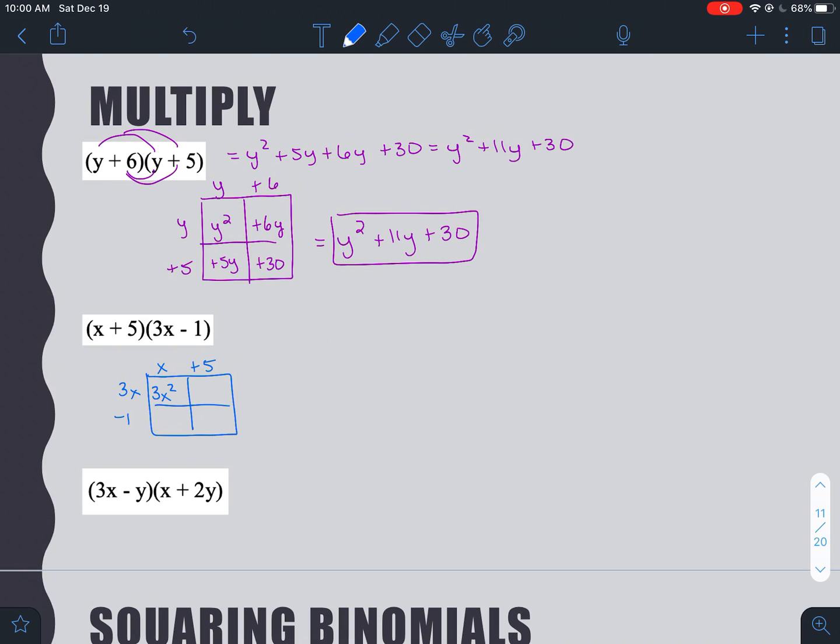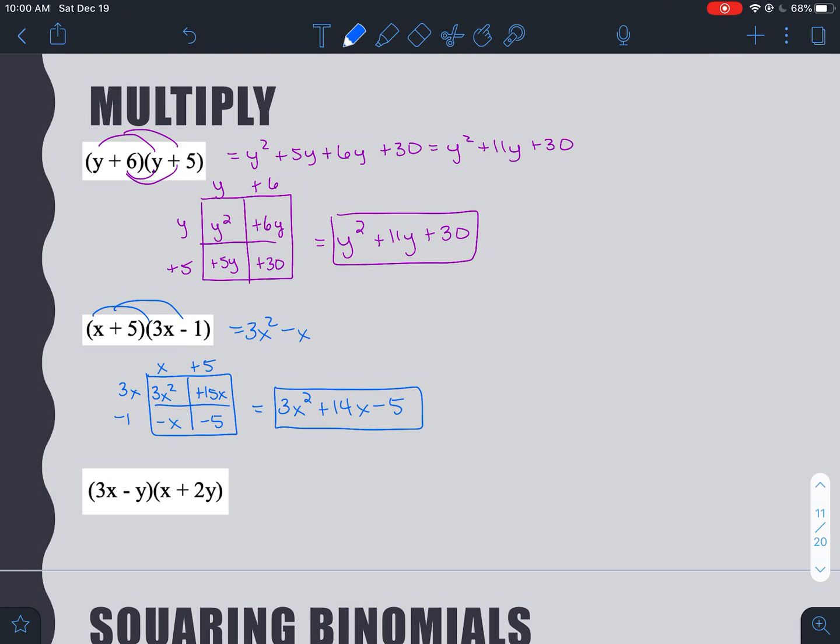So x plus 5 times 3x minus 1, and we get 3x squared. X times 3x is 3x squared. 3x times 5 is 15x. X times negative 1 is negative x. 5 times negative 1 is negative 5. Combine like terms, and you get 3x squared plus 14x minus 5 when you multiply those out.